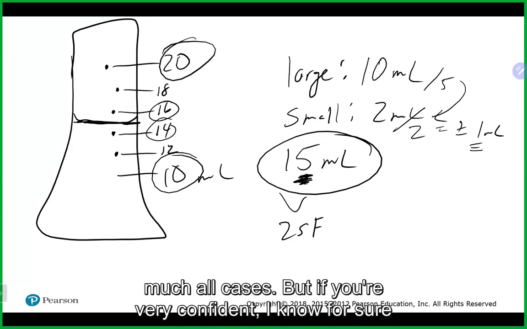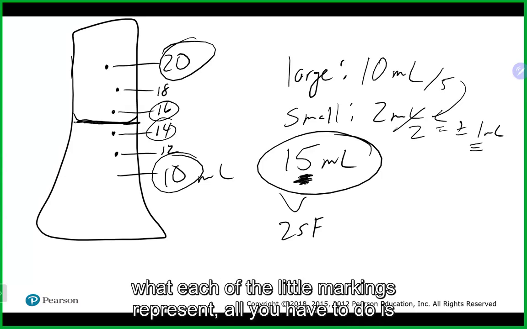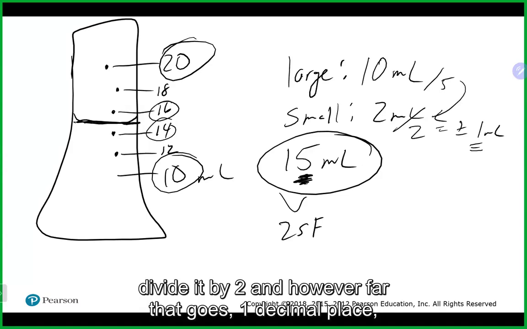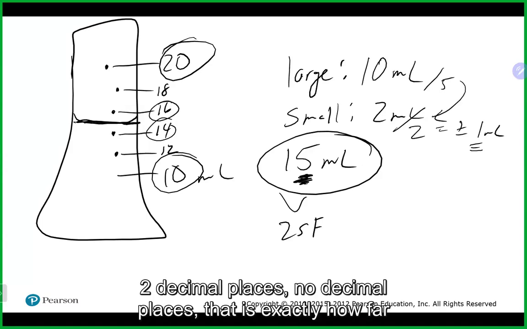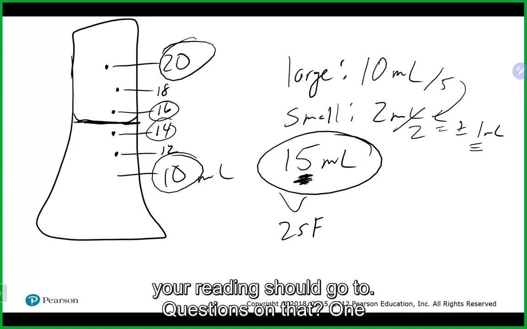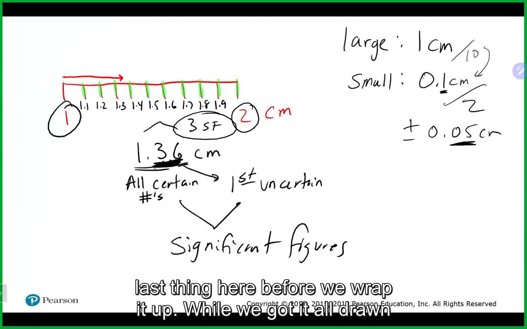But if you're very confident, and you know for sure what each of the little markings represents, all you have to do is divide it by 2, and however far that goes, 1 decimal place, 2 decimal places, no decimal places, that is exactly how far your reading should go. Questions on that? One last thing before we wrap it up.